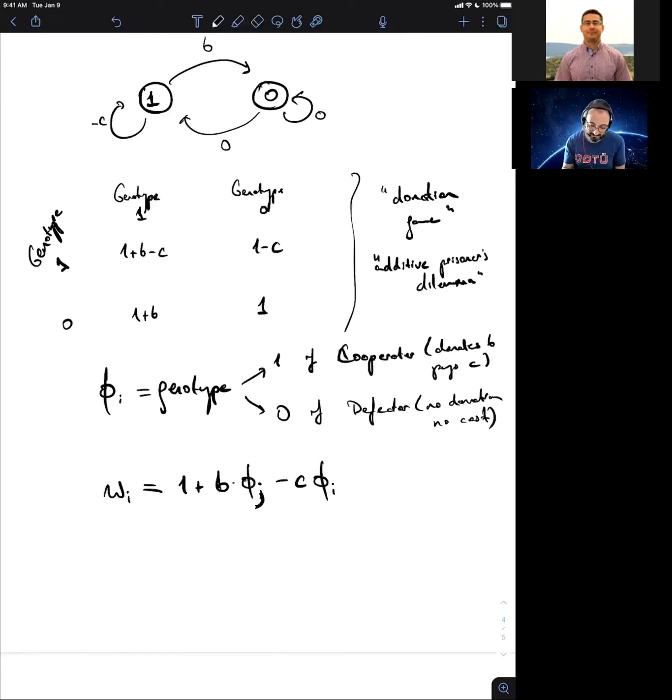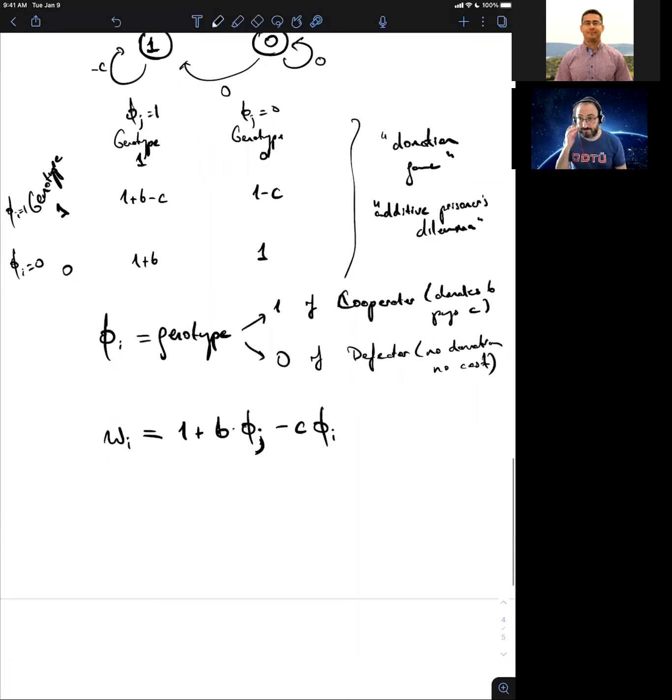So now this is what it means to be additive, because you can write down the fitness and verify that this W_I corresponds to these entries here. So this is phi J equals 1, phi J equals 0. This is phi I equals 1, phi I equals 0, right?